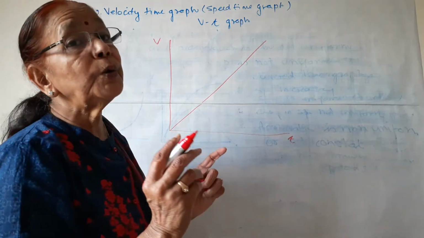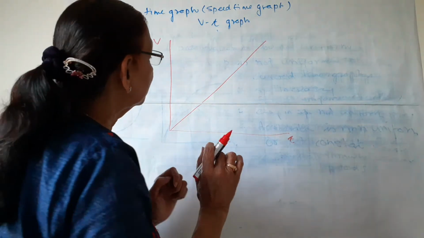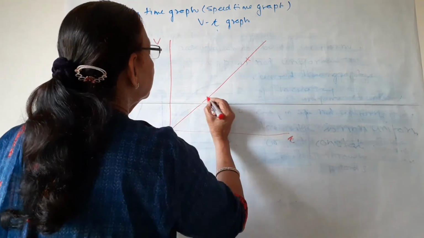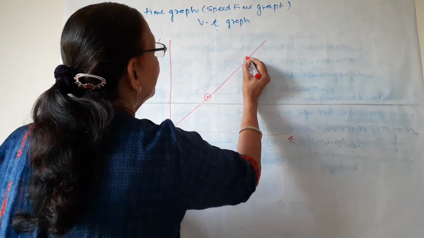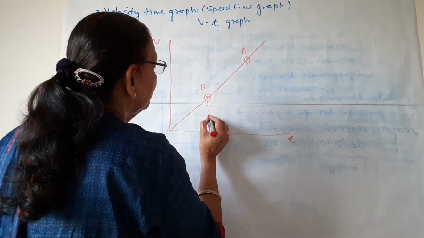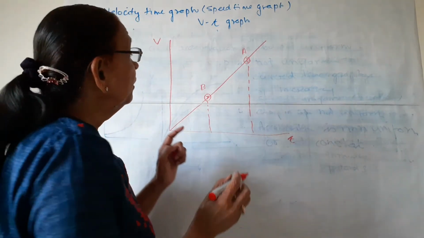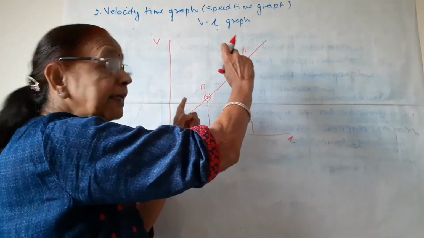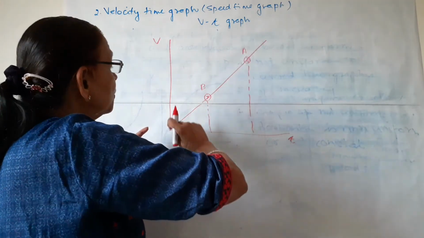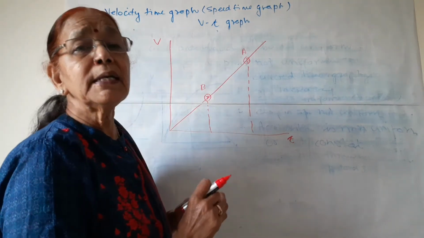Suppose we want to know the value of acceleration. What will we do? We will take any 2 points on this graph line. Suppose this is A and this is B. We will draw perpendiculars. What are we calculating? We are calculating the acceleration between A and B. The acceleration is constant, so the acceleration will be equal at any point on this graph line.